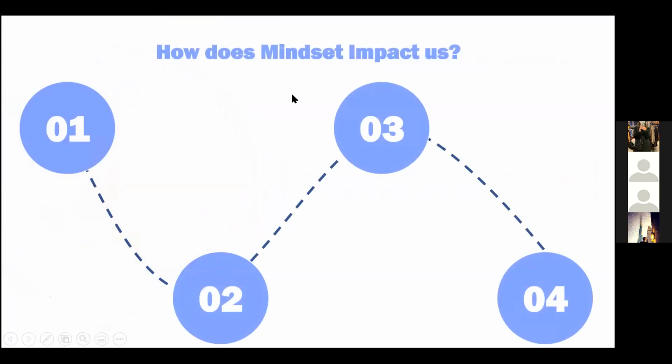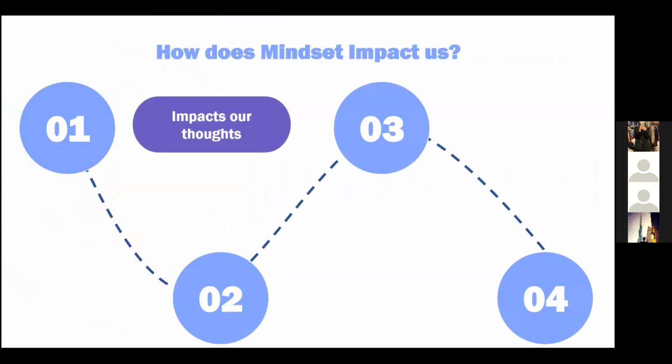Right, so how does a mindset generally impact us? This is a sort of mind map that I want you to follow. Generally, it starts with your thought process. Anything you say or do starts with how you think about it. For example, someone says COVID vaccine is bad. That's your thought. You've picked up on that idea and you're clinging on to it.